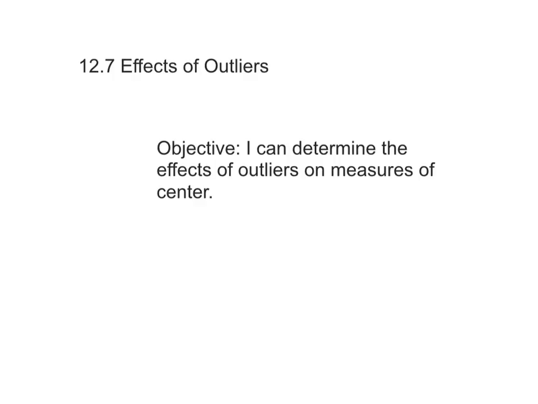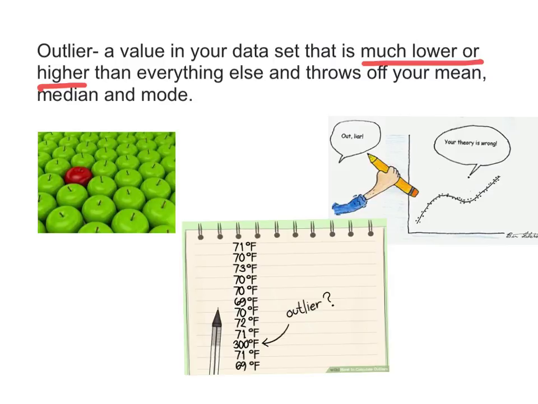We really find that measure of center so we can say what's the middle, where's the average, where are most people scoring or falling, or what's the average price, whatever our data is. But every once in a while, you're going to have what's called an outlier. An outlier is a value of your data set that is much lower or higher than everything else and throws off your mean, median, and mode. So it's the piece of data that looks different.